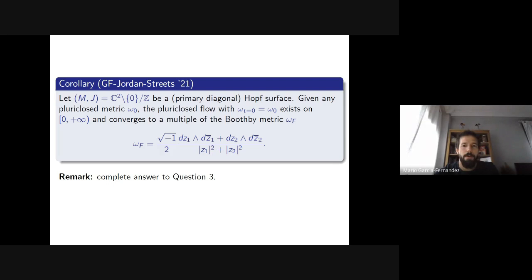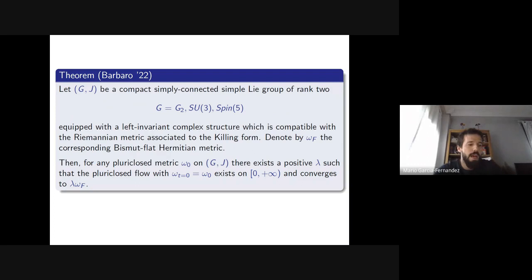Okay, so to finish this part, I would like to mention this recent theorem by Giuseppe Barbaro, who was visiting the ICMAT last fall, and we have this weird condition on the Dolbeault homology, and typically for Bismut flat manifolds, these Dolbeault homology groups are very complicated to calculate. We were very surprised to know that it's not so easy to calculate these things, and then I asked Giuseppe whether he could calculate it for some cases, and he did. He's very smart. He managed to calculate for the cases of simply connected Lie groups of rank 2, so G2, SU3, or Spin 5, getting a natural result similar to the one we got for Hopf surfaces.